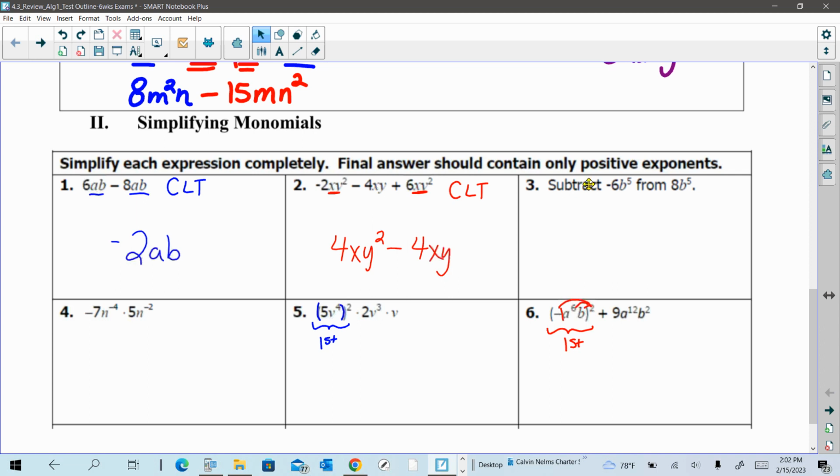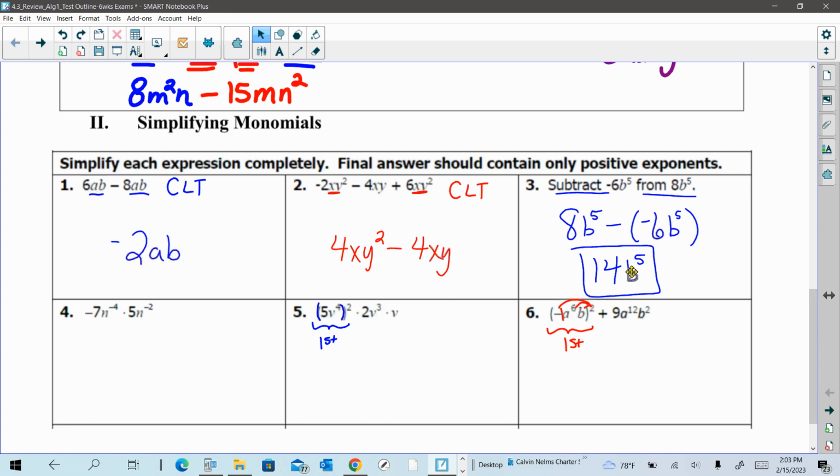On number 3, it says subtract the negative 6b to the 5th. When you write that, it should be written as ab to the 5th minus that negative 6b. Because we're subtracting a negative, this actually turns into a positive 14b to the 5th. So we just mess with the coefficients when we're doing that.